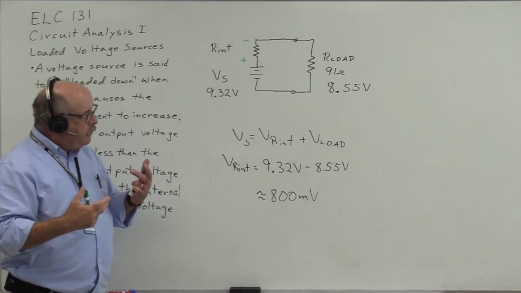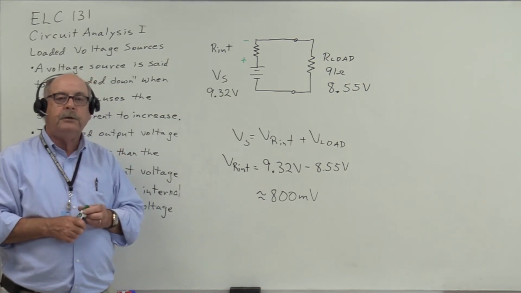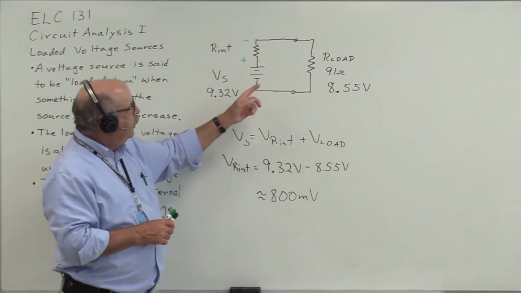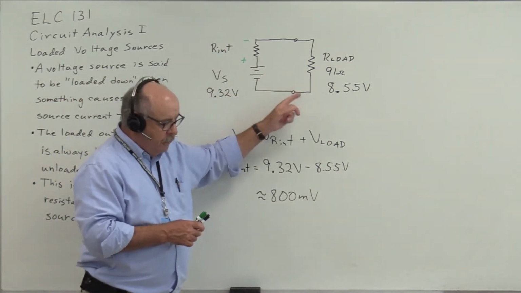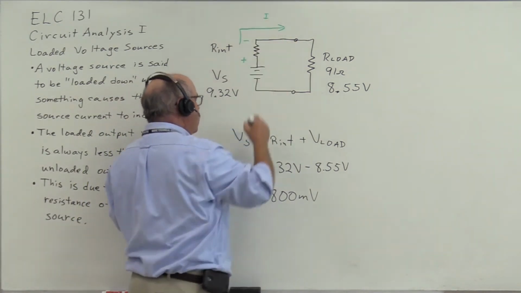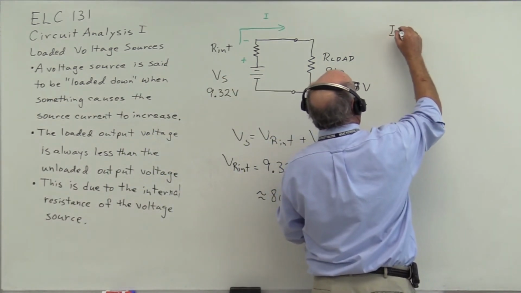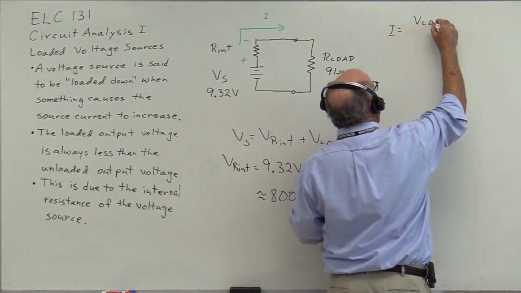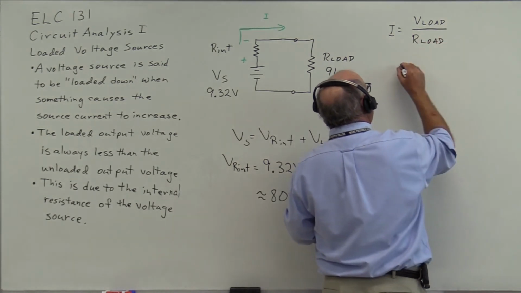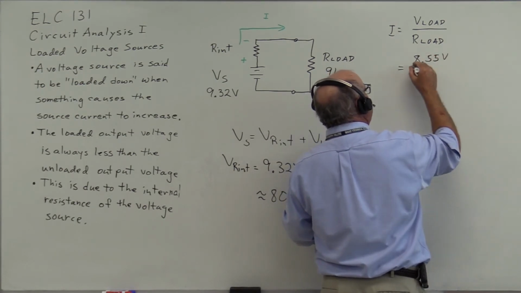But in order to determine resistance, we have to know two quantities. We have to know voltage and current. But since this is a series circuit, we know the current that flows through the load resistor must also flow through the internal resistance. So we can determine the current in the circuit: I equals V load divided by R load. We know the voltage across the load is 8.55 volts.